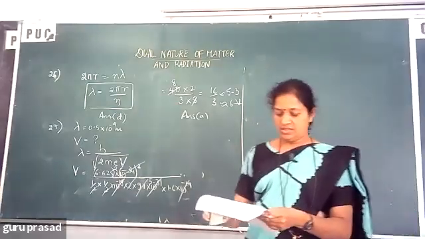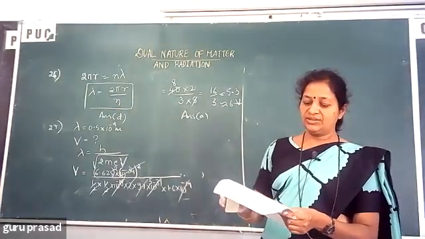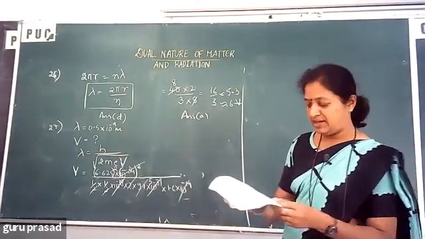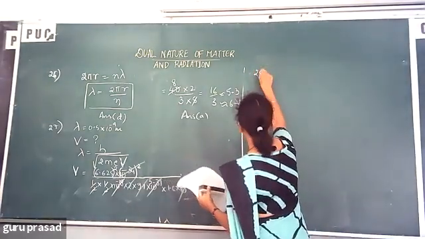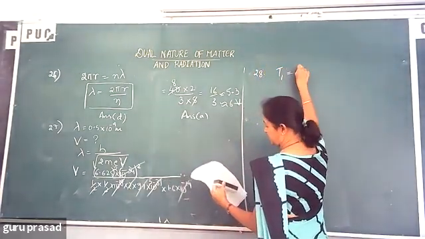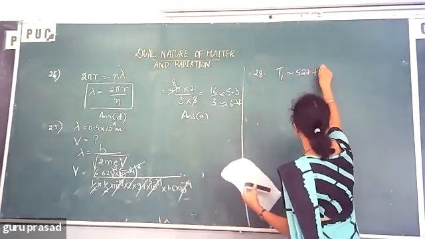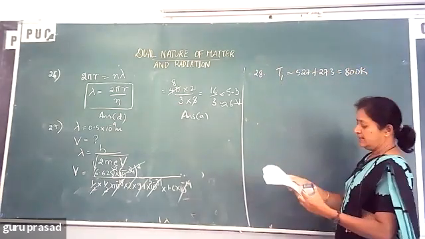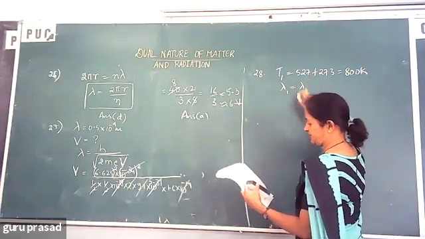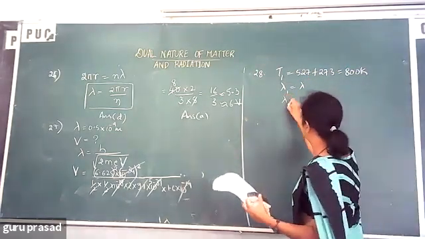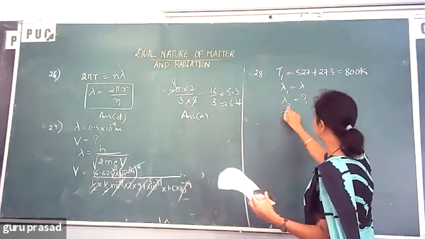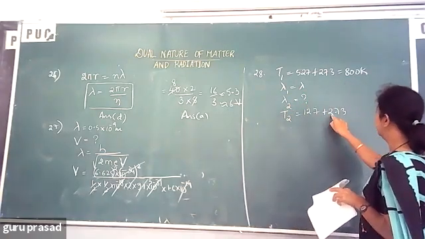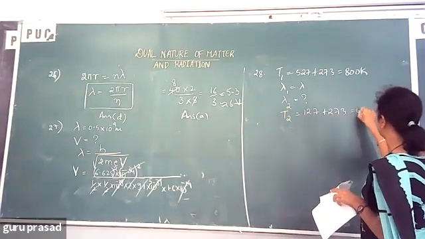Next, 28th. The de Broglie wavelength of a neutron at 527 degrees Celsius is lambda. At temperature T1, it must be 527 plus 273, means 800 Kelvin, absolute scale. Lambda 1, let it be lambda. What will be its wavelength lambda 2 when the temperature T2 is 127 degrees Celsius plus 273? So 400 Kelvin.